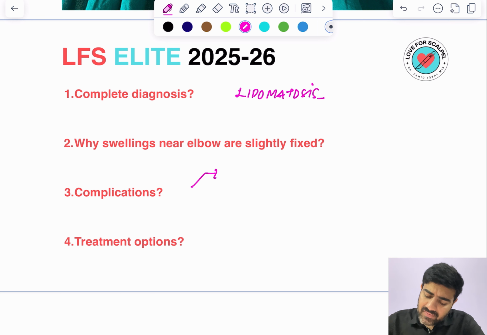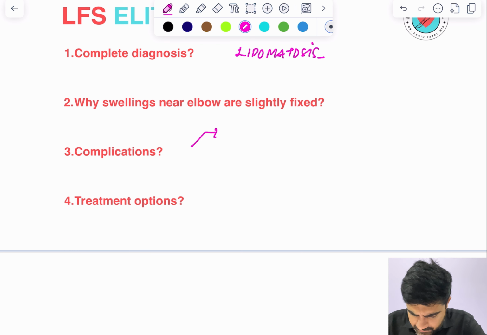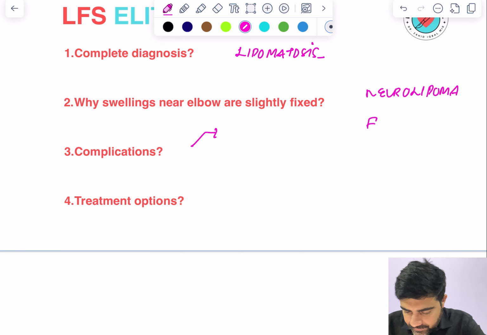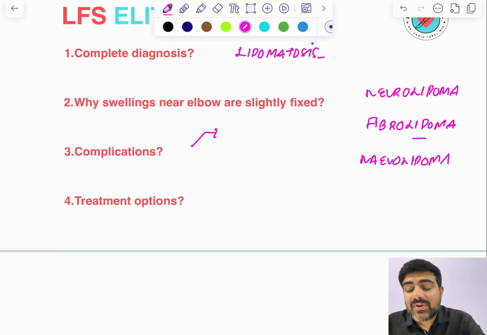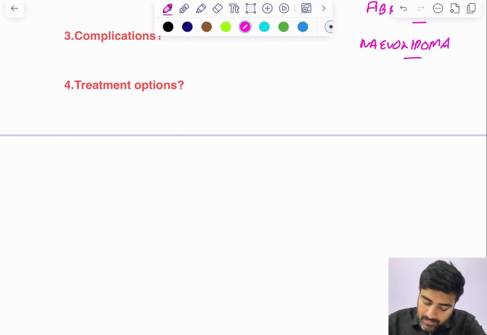Besides, one thing I want to discuss here: we have neurolipoma, which contains nerve tissue. These are also slightly painful. We have fibrolipoma, which contains fibrous tissue, and then we have nevolipoma, which contains vascularity with telangiectasia. Besides, one more thing which was a differential here is angiolipoma, which I am going to discuss now.